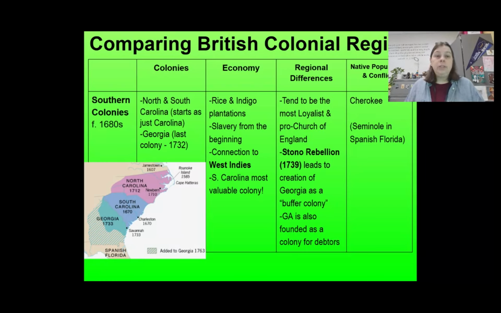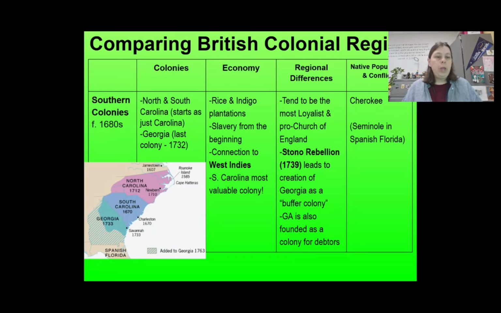But this convinces a lot of people in Great Britain that South Carolina needs to be protected from Spanish Florida, which is doing raids and things like that in addition. And so this is where we get the impetus for Georgia, the very last founded colony. It's founded as a buffer colony, and it's also a proprietary colony, like we talked about with Pennsylvania. It's given as a gift to a guy named James Oglethorpe, and Oglethorpe has reformer visions of Georgia as being a colony where Britain can send their debtor prisoners, people who are in prison for being in debt.